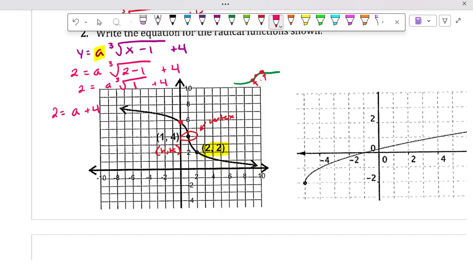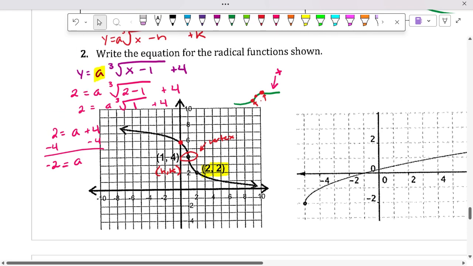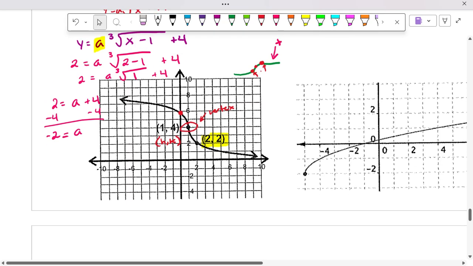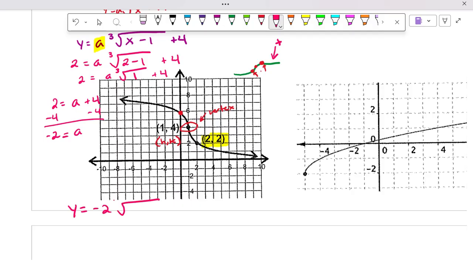What's our last step? Subtract the 4. So what's A equal to? Negative 2. Now, does it track that our A value should be negative based off of the way the graph looks? Yeah, because a normal positive cubic graph looks like this. This is a positive cubic graph, so a negative one is going in the opposite direction. So our final answer, if we take the A value and plug it back in, y should be equal to negative 2 times the cube root of x minus 1, plus 4.